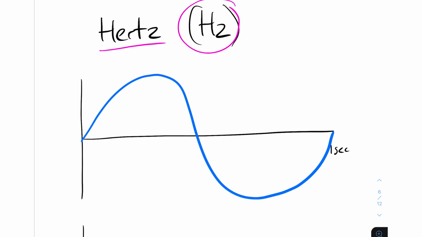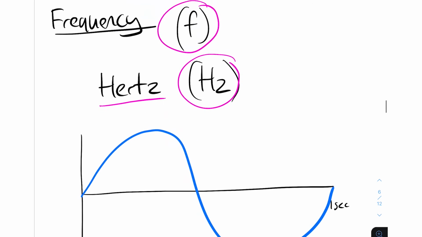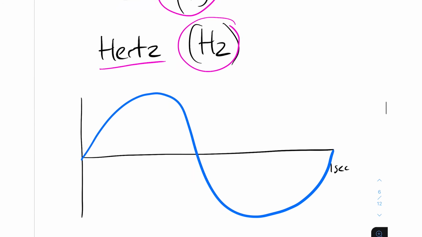Now with frequency, it can be a little bit confusing. The reason being is because remember with period, we're looking at the time in seconds it takes for the waveform to repeat itself. With frequency, we're looking at how many times one cycle of the waveform is repeated. So how many times one cycle occurs every second. How many cycles per second?